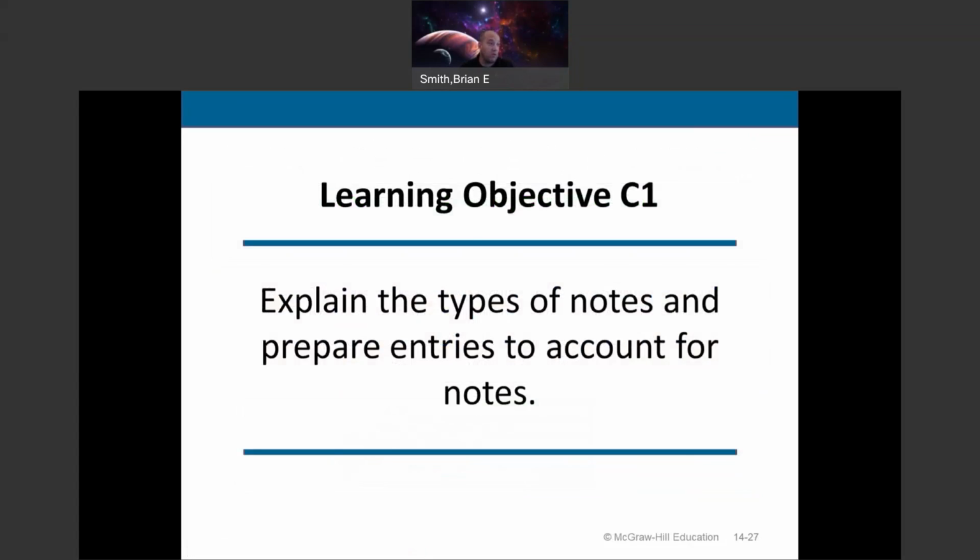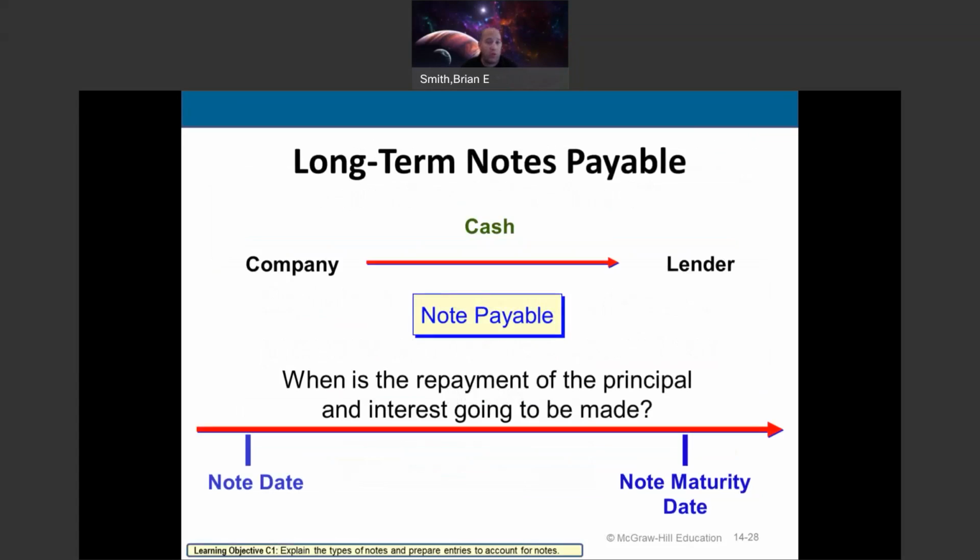But anyway, all right. So now this is the one that I really like to focus on in this chapter, in this course, which is long-term notes payable. This is something you're familiar with. If you have ever had a car payment, a personal loan, student loans if you are having those at some point, or home loans, this is the type of loan we typically get.